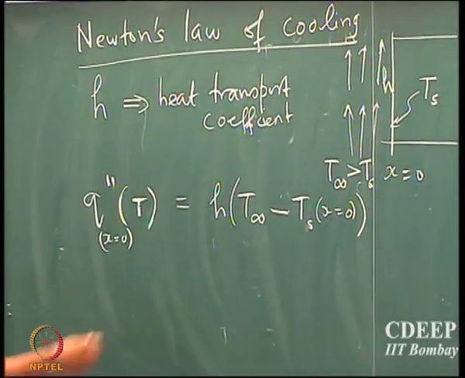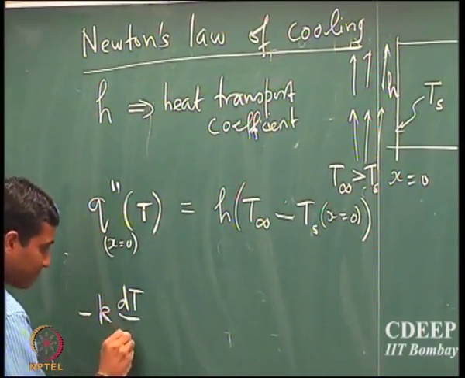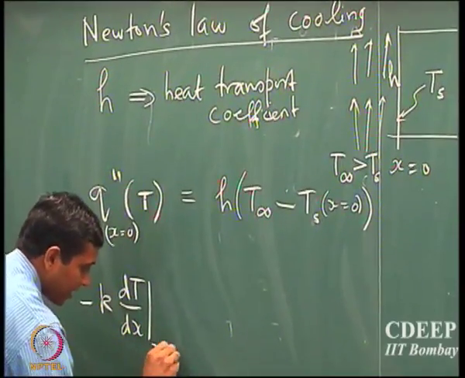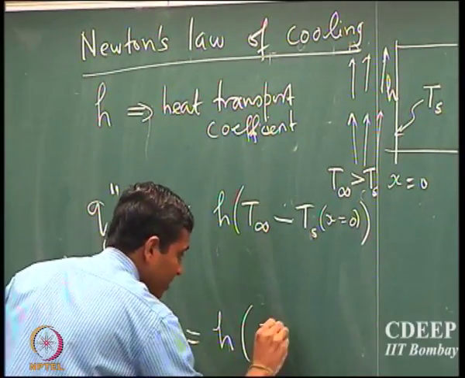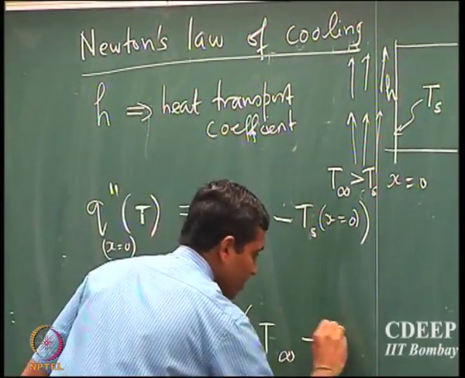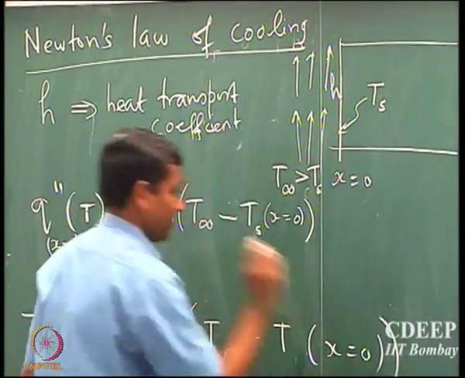And so if I plug this into my third boundary condition, I'll get minus k dT by dx at x equal to 0 equals heat transfer coefficient times T infinity minus Ts, or you can say T at x equal to 0.